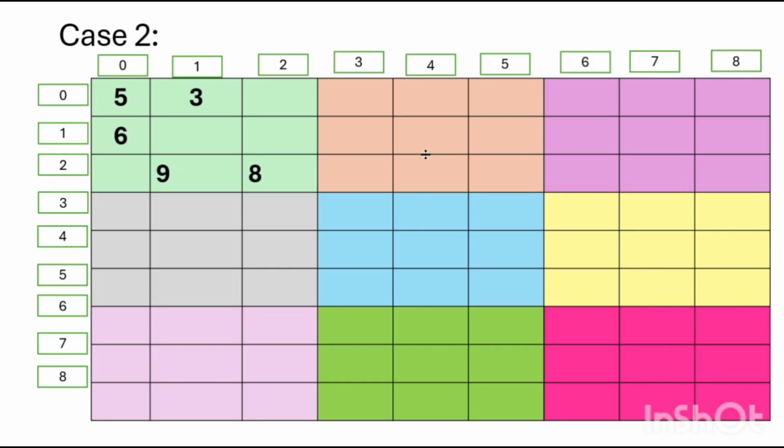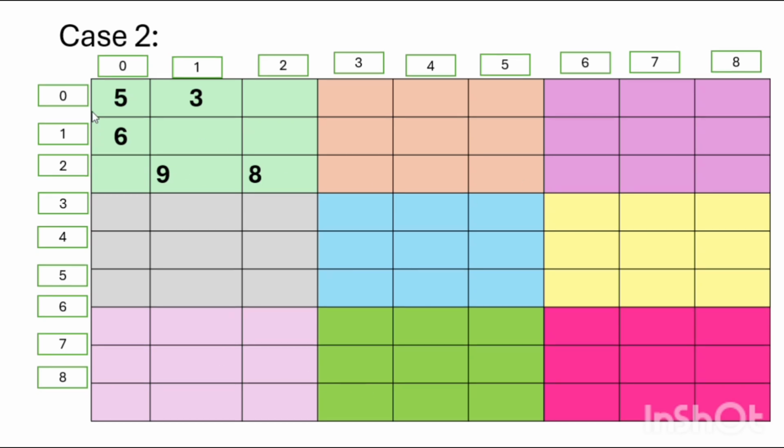So I am just ignoring the empty elements in this. First, we are going to check whether this 3 cross 3 matrix which belongs to box 1 is valid or not. To check whether it is valid or not, I'll have to check each element for the three rules, that is row wise, column wise, and box wise.